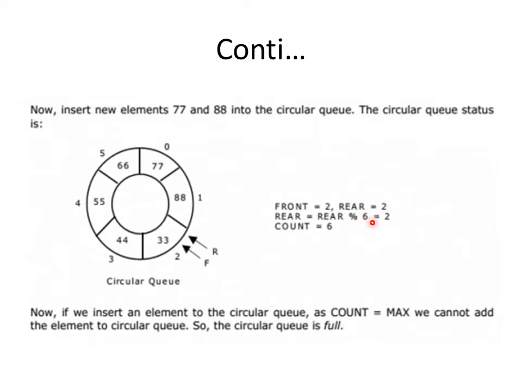Then rear equals rear mod 6, that is 2 mod 6, which equals 2, and count equals 6. Positions 1, 2, 3, 4, 5 and 6. Now if we insert an element into the circular queue, count equals the maximum, because it is the maximum position. It will show that we cannot add an element to the circular queue. So the circular queue is full.